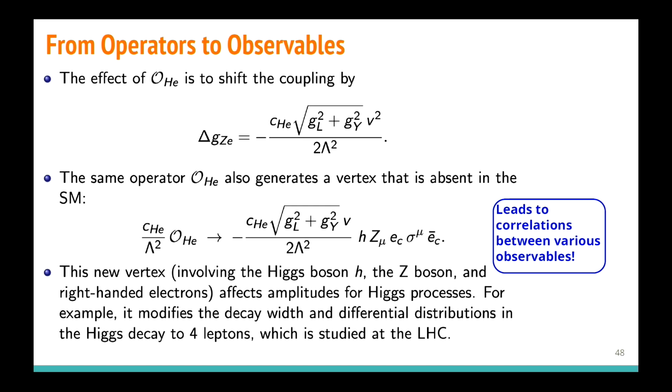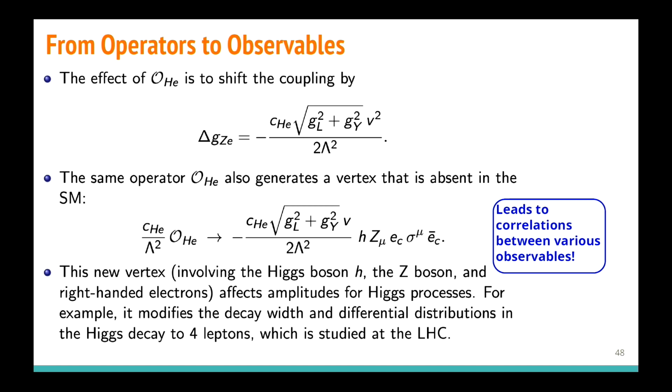So this new vertex, which involves this Higgs, Z and these two right-handed electrons, affects the amplitudes of the Higgs boson. So the Higgs decays, for example, to 4 leptons via 2 Z bosons, one on shell and one off shell.